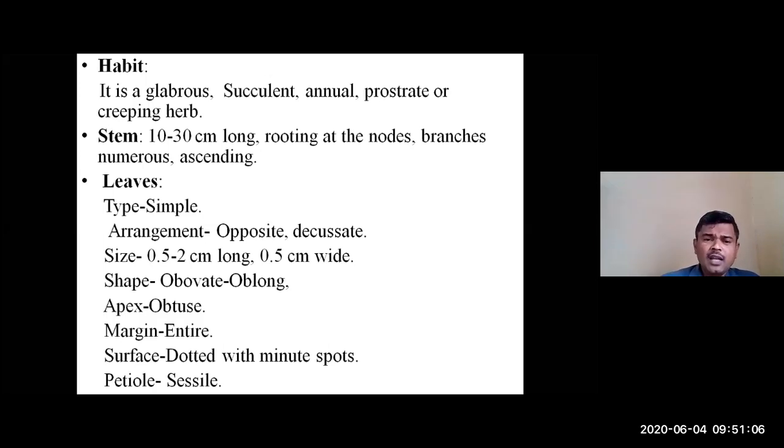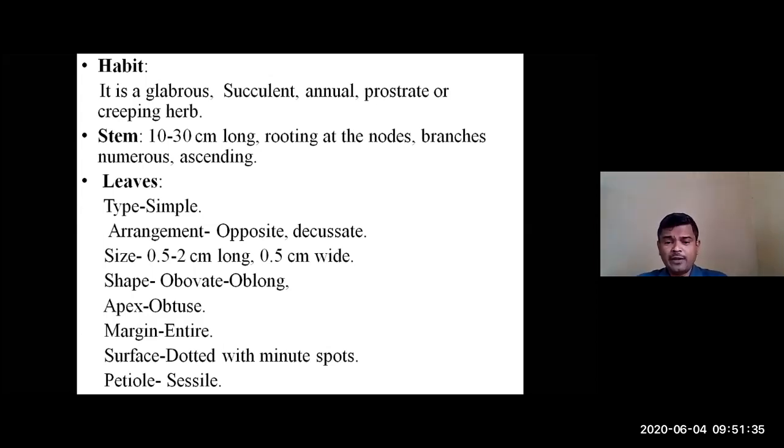About the leaves: the type of leaf is simple. The arrangement of the leaf is opposite, decussate. The size of the leaf is 0.5 to 2 centimeter in length and the width is 0.5 centimeter. The shape is ovate, oblong, and the apex is obtuse. All the characters I have shown in the leaf.